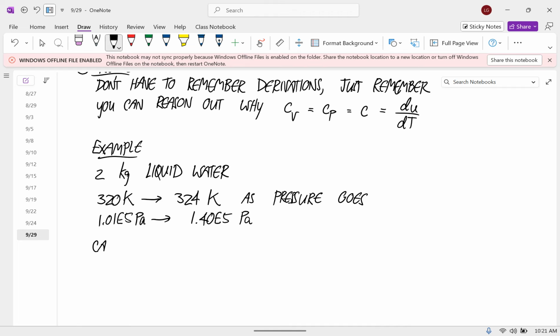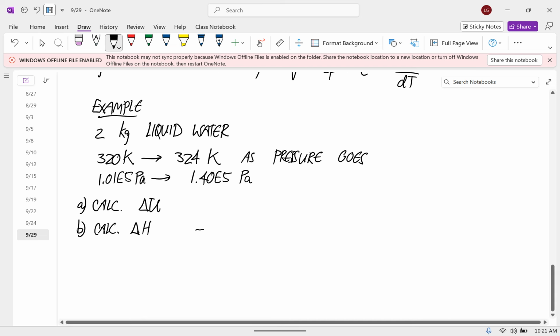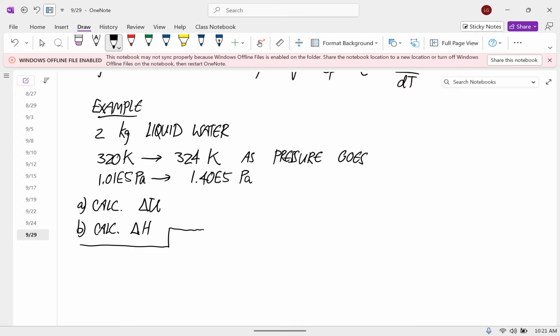But here's what we want to do. We want to calculate the change in extensive internal energy. And second, we want to calculate the change in extensive enthalpy. Well, we're going to do this with the incompressible material assumption, and then we'll go to the website and compare the answers. Okay, see how close it is.